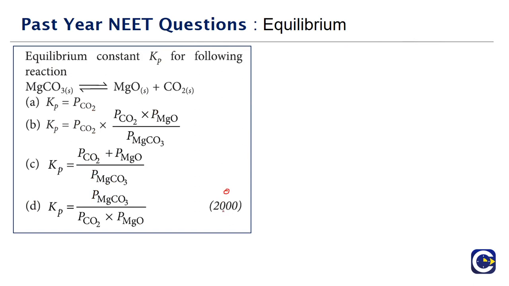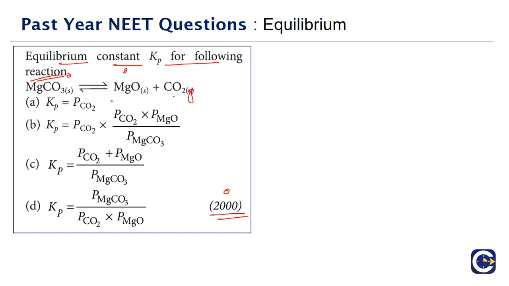Let's go to the next question. This is a question that has come in the year 2000. The equilibrium constant Kp for the following reaction. So they have given us a reaction: magnesium carbonate solid on dissociation gives magnesium oxide solid and CO2. This must be a gas rather. CO2 is not a solid, it is a gas, so there is a typo here.